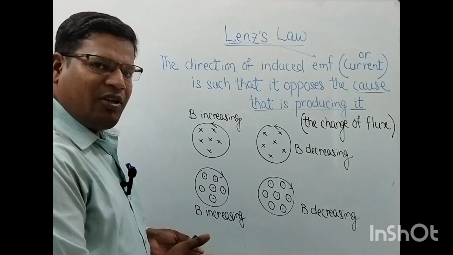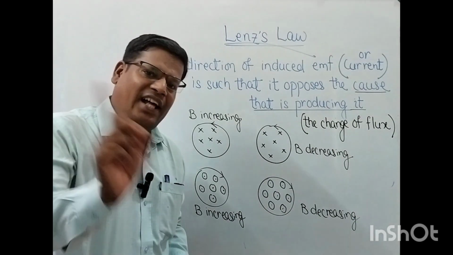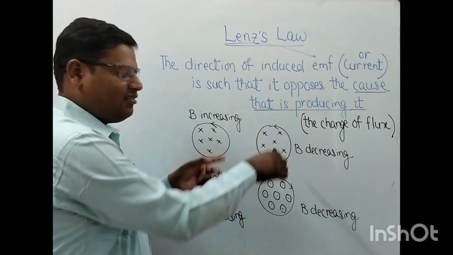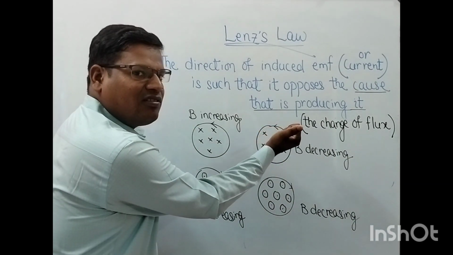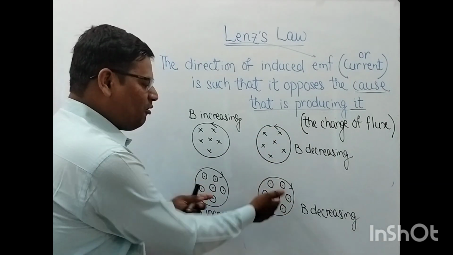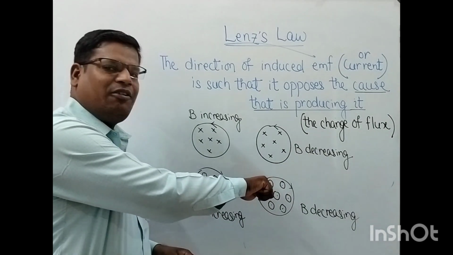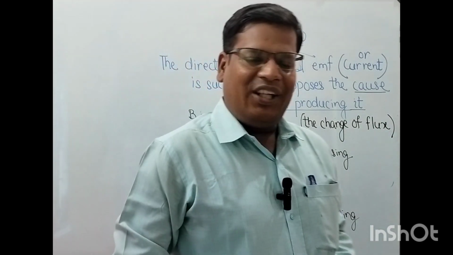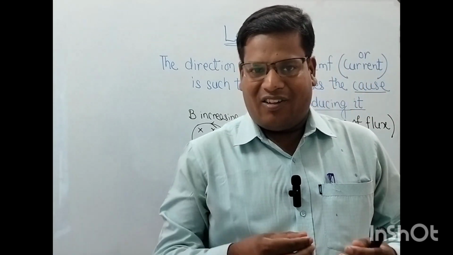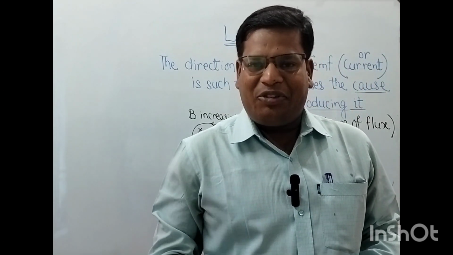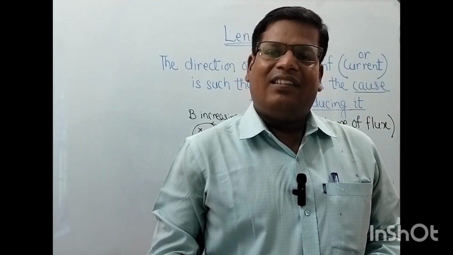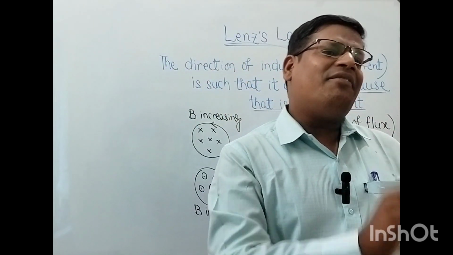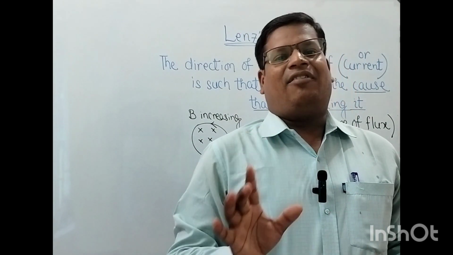So the common mistake is they try to oppose the direction of flux. Their logic is, here the flux is inward, so make the induced current outward; here the flux is outward, so make the induced current inward. That is the misconception. The induced current doesn't oppose the field; it opposes the increase in flux or the decrease in flux.